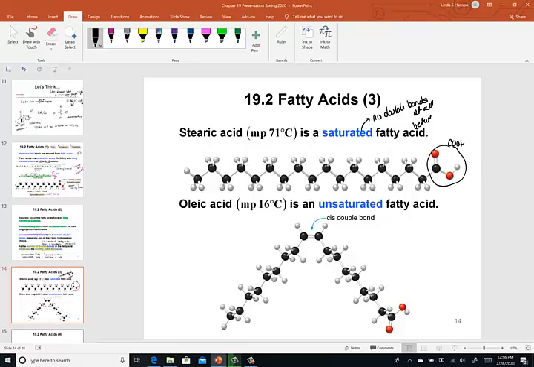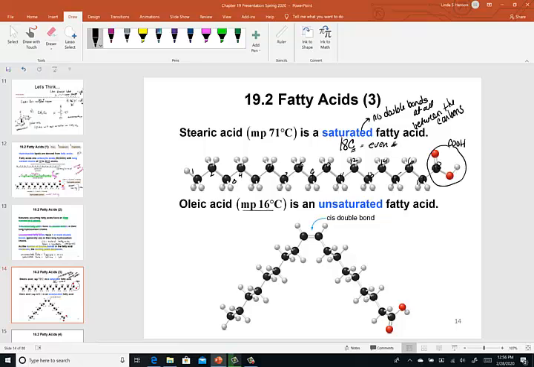Remember, fatty acids are carboxylic acid derivatives. So no double bonds at all between the carbons makes it saturated. Stearic acid contains 1, 2, 3, 4, 5, 6, 7, 8, 9, 10, 11, 12, 13, 14, 15, 16, 17, 18 carbons. And I did that just to remind us that we always have an even number of carbons in fatty acids. Now look at oleic acid.